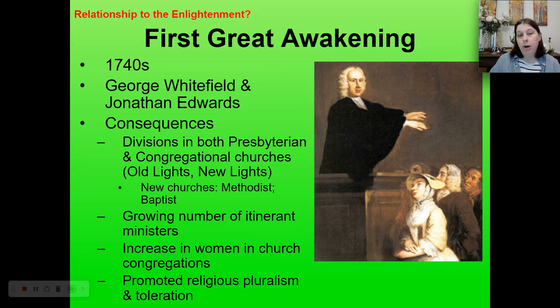One thing to be really careful of, a common wrong answer choice if you get a question about the First Great Awakening: the Second Great Awakening in the 1820s, 1830s will lead to major social reform movements, abolition, temperance, right? This one doesn't have much of a social reform component. It's much more focused on spiritual or religious reform.